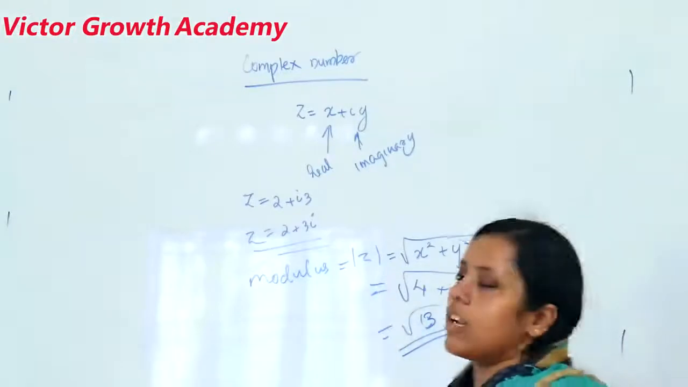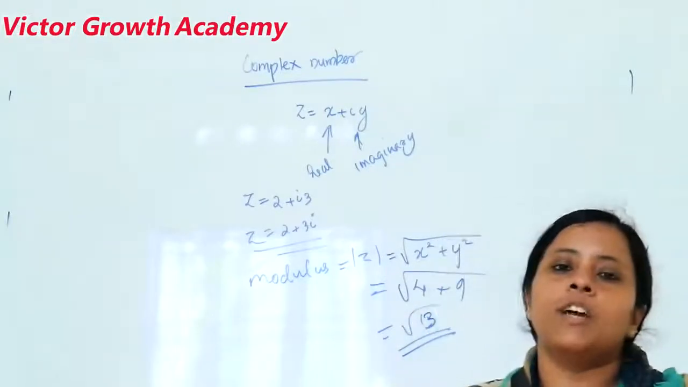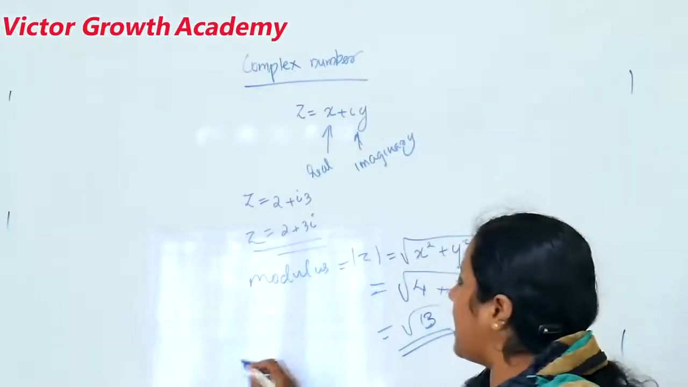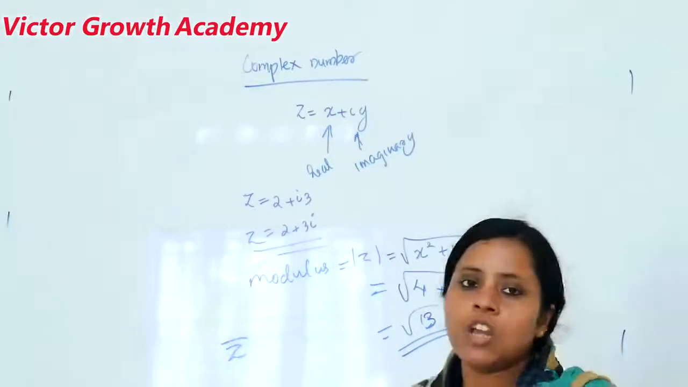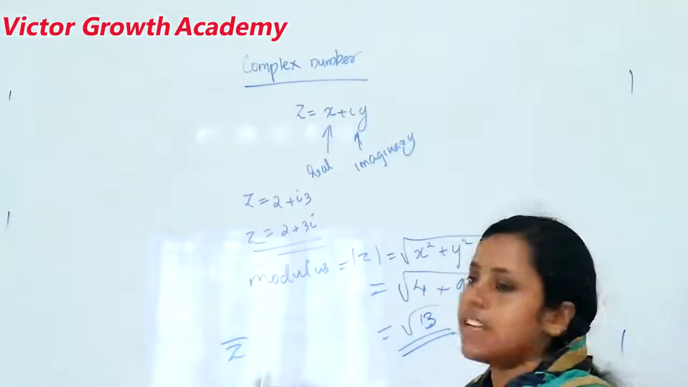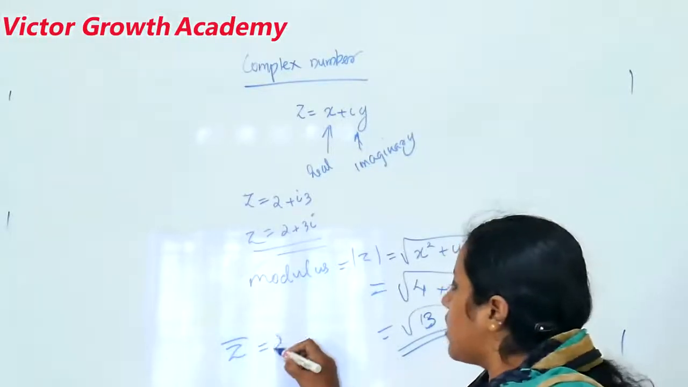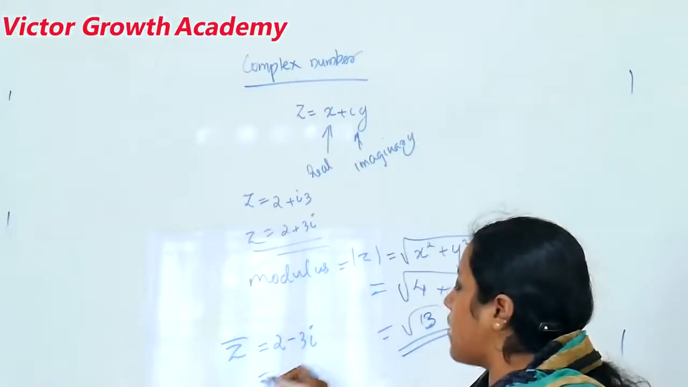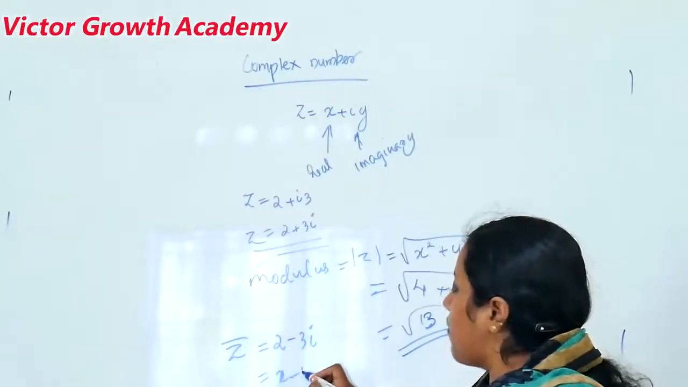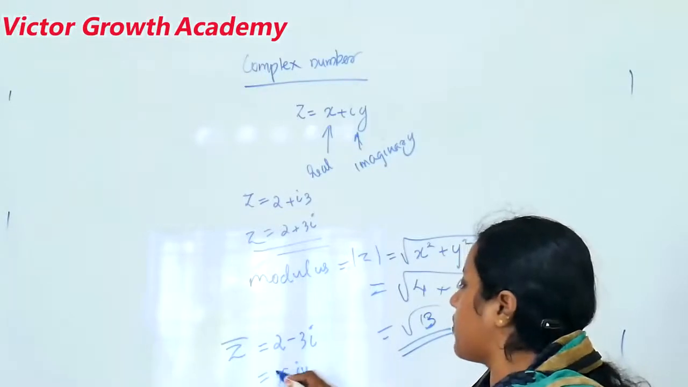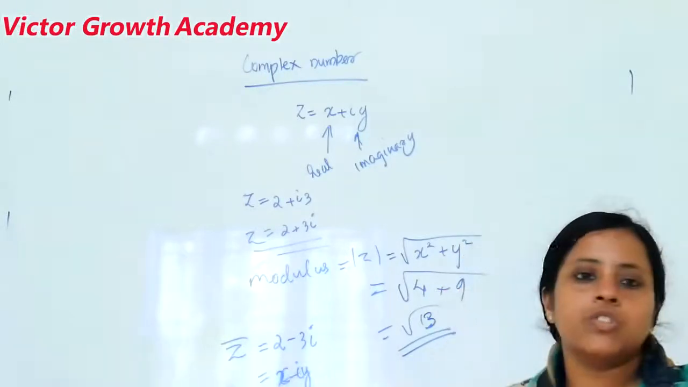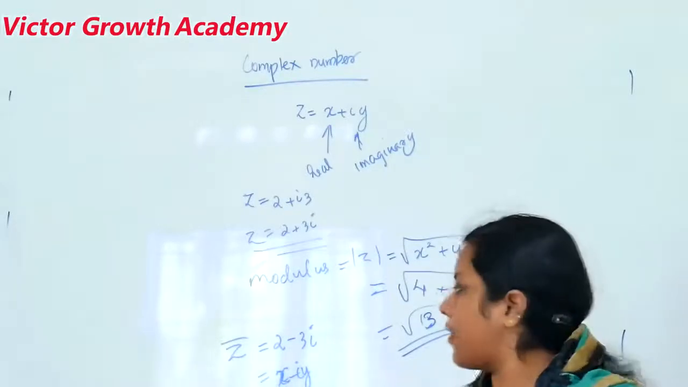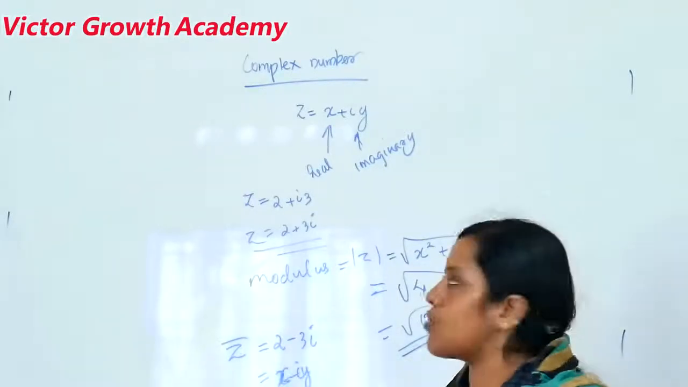So this is the modulus. Now you might have heard about the term conjugate of a complex number. Conjugate is denoted by the letter z bar. The conjugate of a complex number is z bar, and for this case it is written as 2 - 3i, or generally it can be written as x - iy. So the conjugate of a complex number is written as x - iy. Okay, so this is the conjugate.